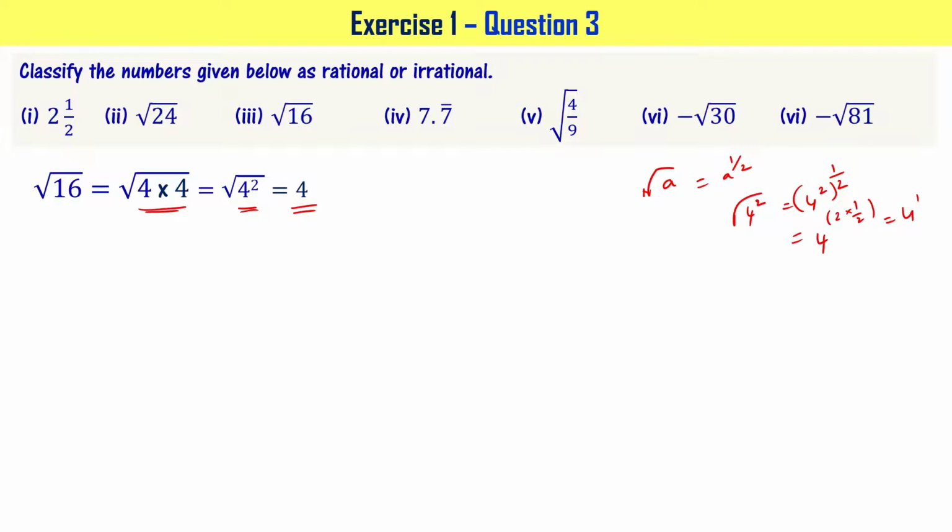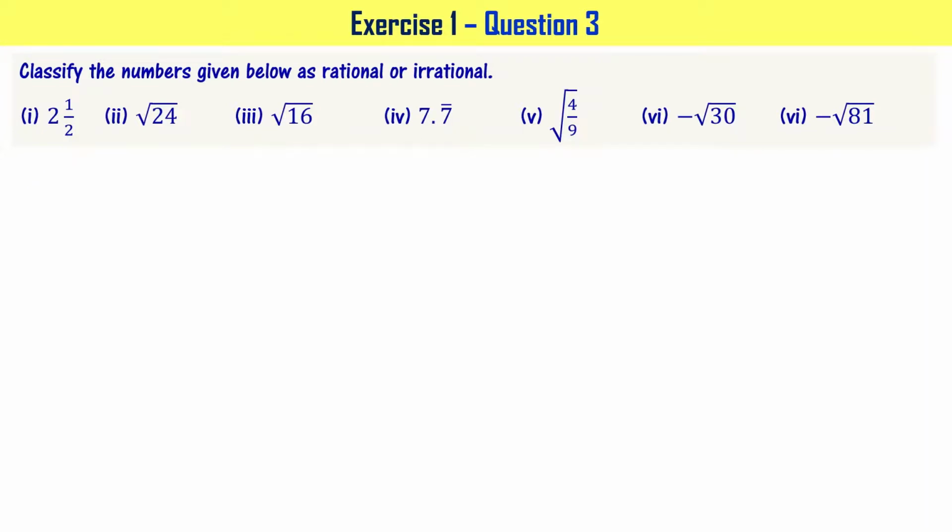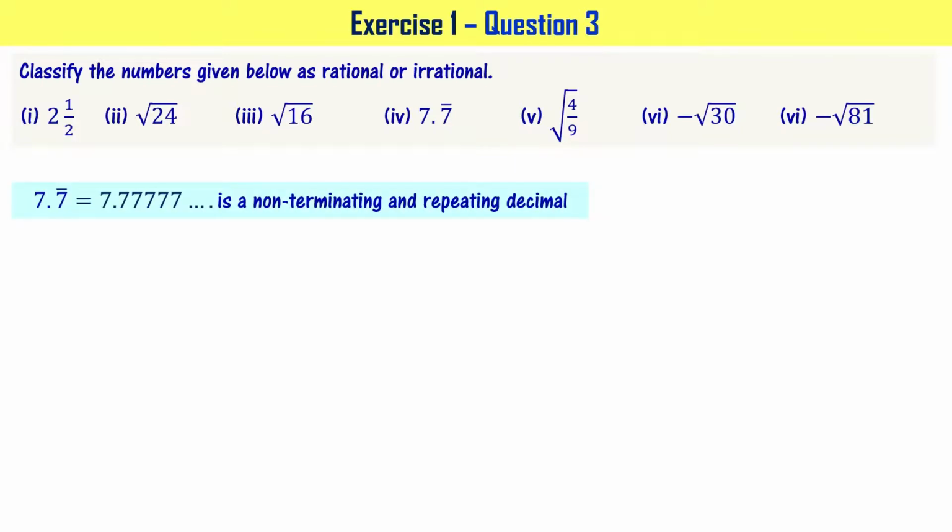4 can be written as 4 by 1, right? That's why we say that root 16 equal to 4 by 1 is a rational number, because it is a ratio of two integers, number 4 and number 1. Got it? Now let's look at the fourth part of the problem, that is 7.7 with overbar on number 7. It means I can write it as 7.7777 and so on, right? It is a non-terminating and repeating decimal. This particular 7 is repeating as many times as you want to write, right?